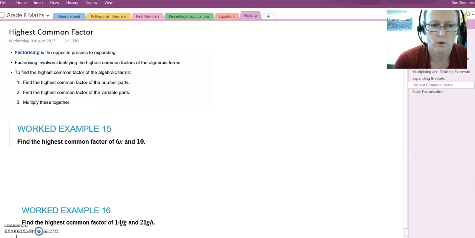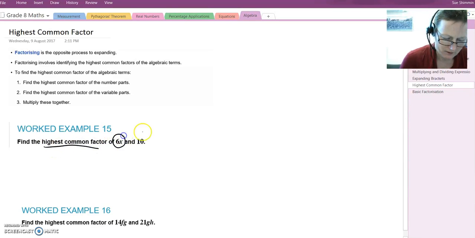Okay, this video will look at factorizing. So we'll look at finding the factors and then what is the highest common factor. So the first step, when we're asked to find the highest common factor of two terms, the first thing to do is work out the factors of each of those terms.